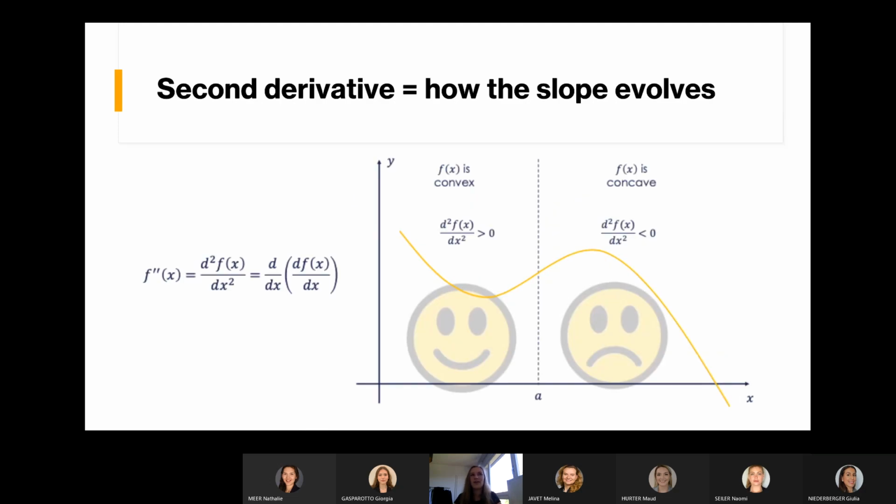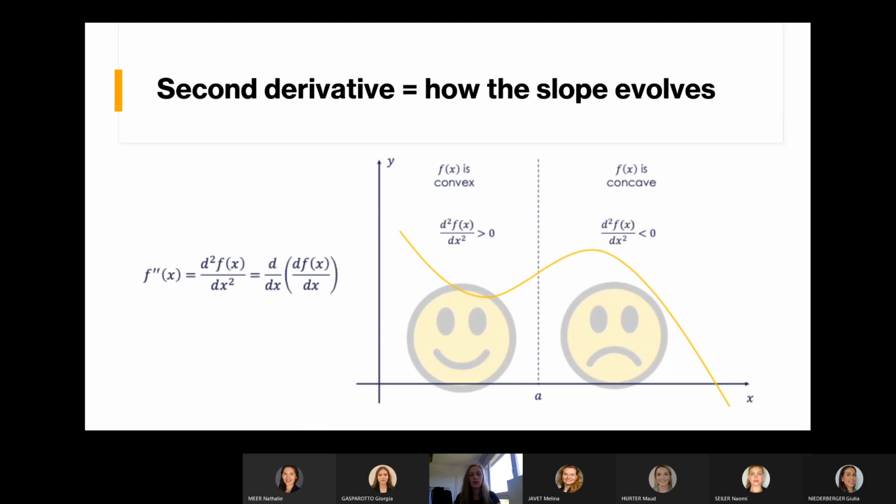Then second derivative. So the second derivative is kind of difficult to imagine, but it basically just describes how the slope evolves. You don't have to know exactly how to imagine it. The most important thing is that you know how to take the second derivative. So it's the derivative of the first derivative, and that you know what you use it for, which is basically one thing, and that's to determine if it's a minimum or a maximum.